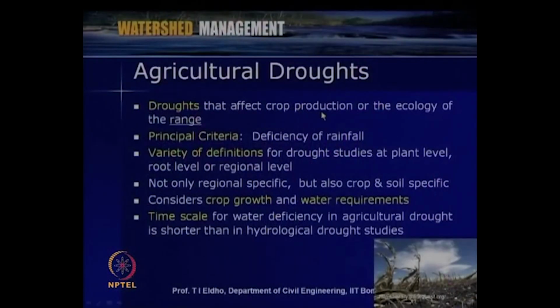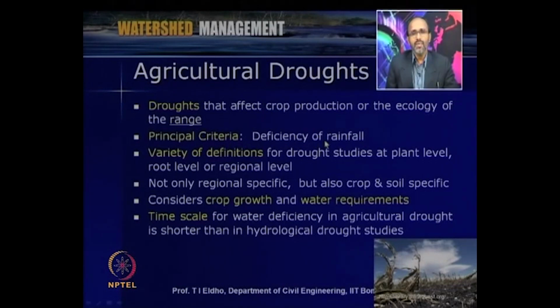So, now the third classification is the agricultural droughts. So, droughts that affect crop production or the ecology of the range, that is so-called agricultural droughts. The principal criteria is the deficiency of rainfall or deficiency of the soil moisture, so that the crops cannot grow properly, and then yield will be reduced or the crop will die. So, there are a variety of definitions for drought studies.